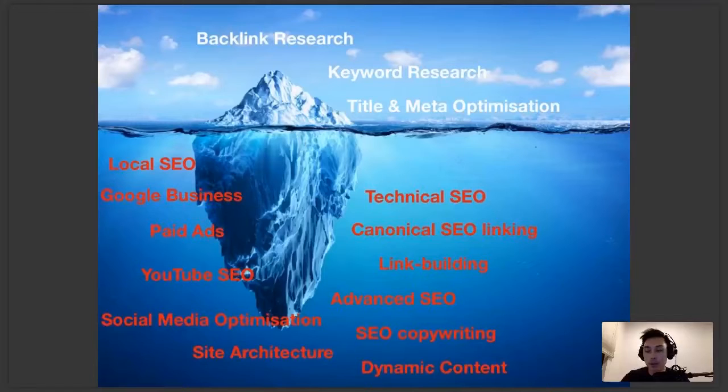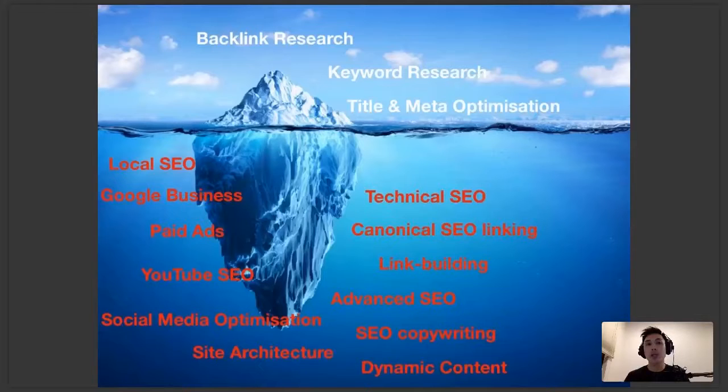But there are a lot of things that we have not gone through, like local SEO, right? Local SEO is about ranking addresses, ranking for local businesses, Google businesses, paid ads, YouTube SEO. We're not done into that. Social media optimization. SEO also works in social media. We have not talked about site architecture, technical SEO, canonical SEO linking, which is very relevant for e-commerce businesses for all their products up there.